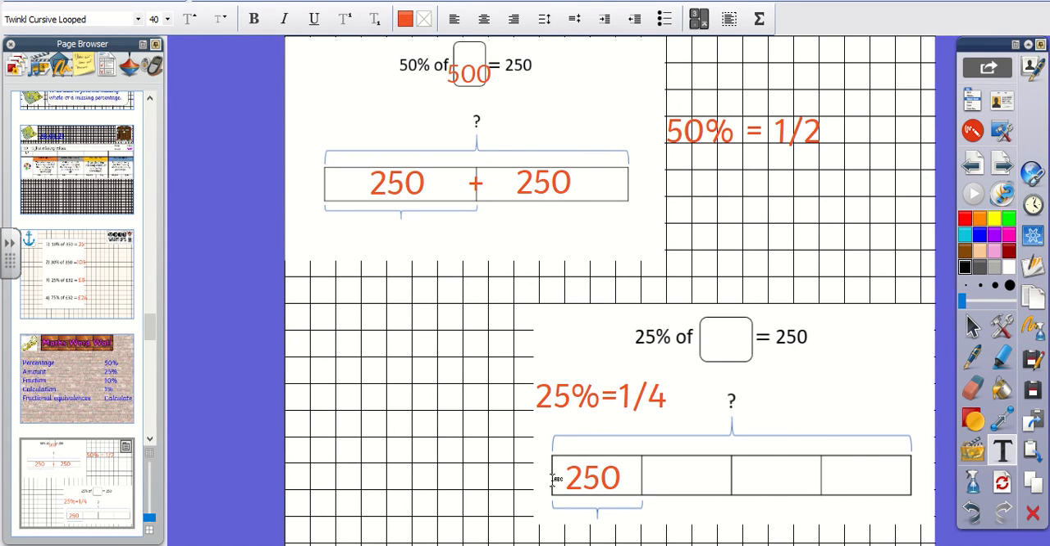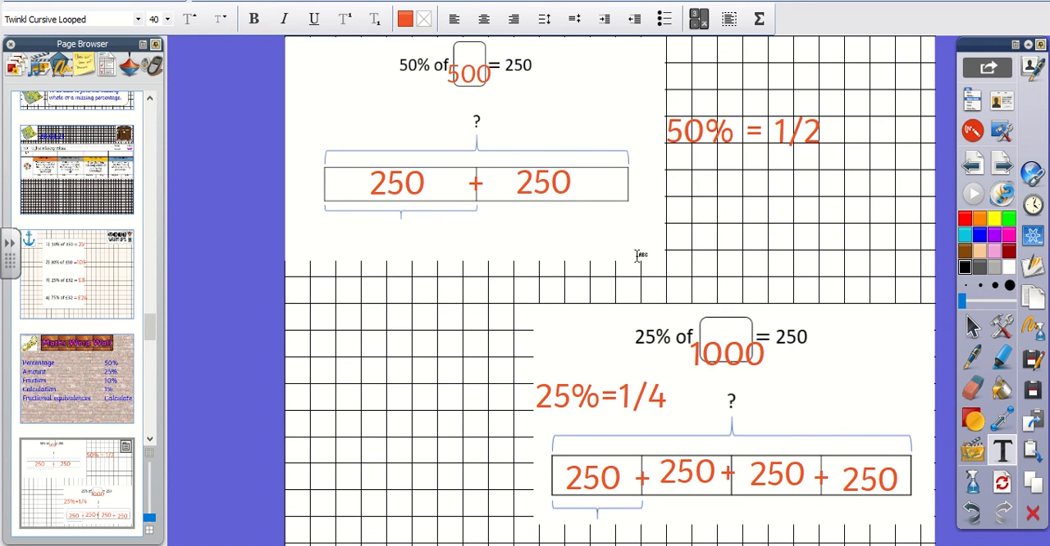So that means that if that is 250, this part must also be 250. This part must also be 250. And this part must also be 250. There we go. Now, if I add all of those up, 250 add 250 would be 500. Add 250 would be 750. Add another 250, and my whole is 1000.